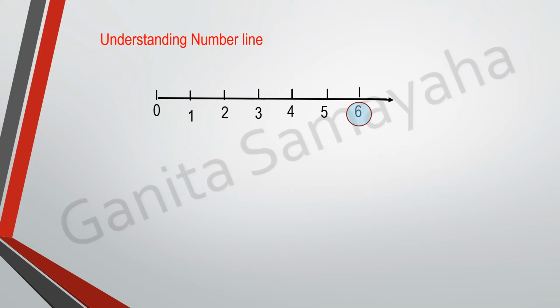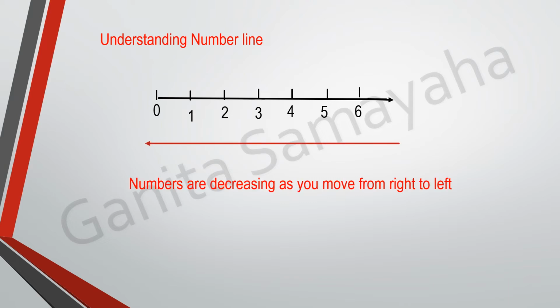Now, from right, let us move on. 6, 5, 4, 3, 2, 1, 0. What has happened now when we move from right to left? It is decreasing. So as we move from right to left, the numbers are decreasing. So this is one thing that we should note.